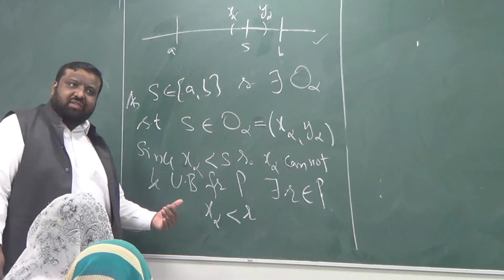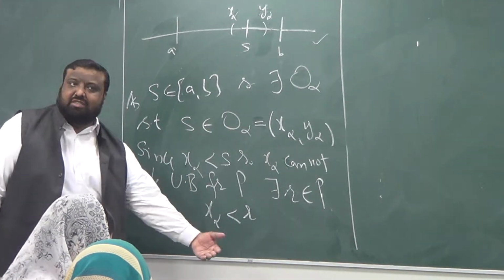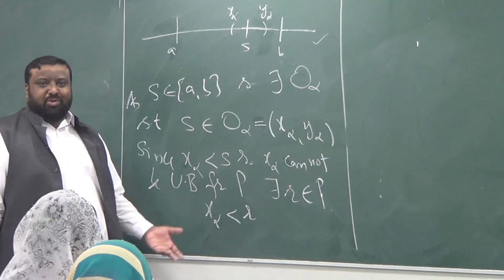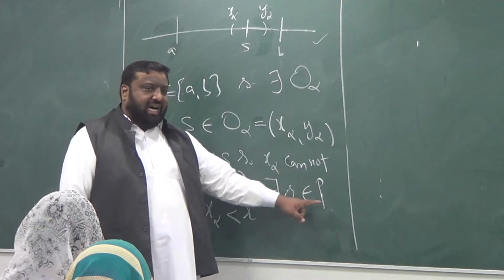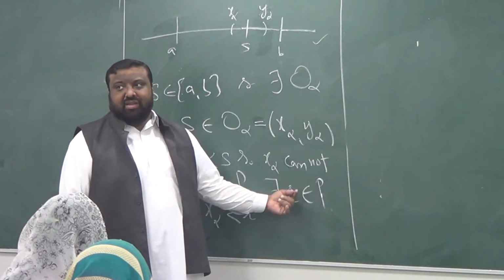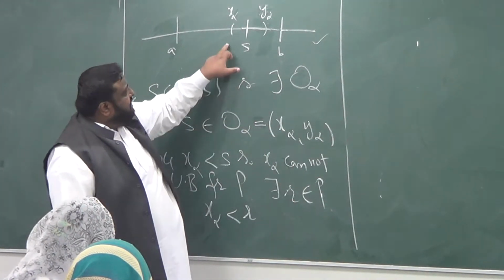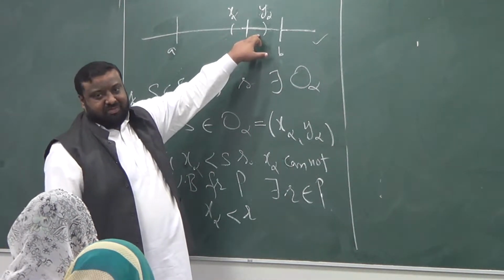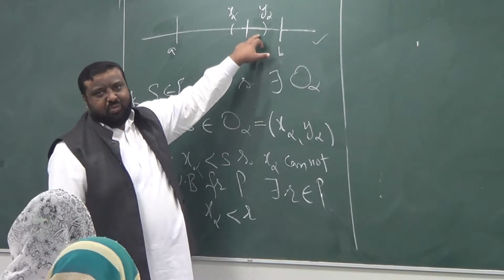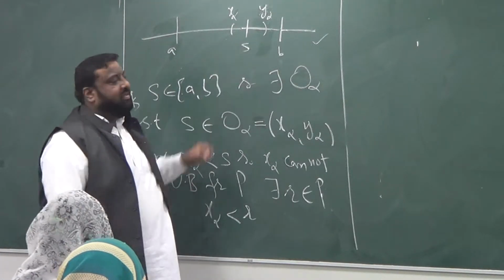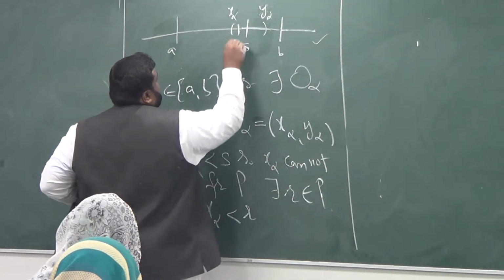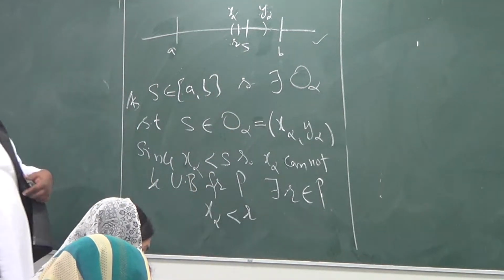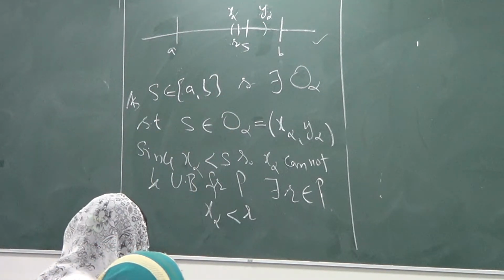Why should it be? Can R be after S? Why? As a supremum actually. Since R is in P and S is the supremum of P, R has to be inside this interval X alpha and S. R can't be here, because if it is here, then S is not the supremum. Are you getting the point? So R must be somewhere here. Okay? R is somewhere here. Are you getting the point?